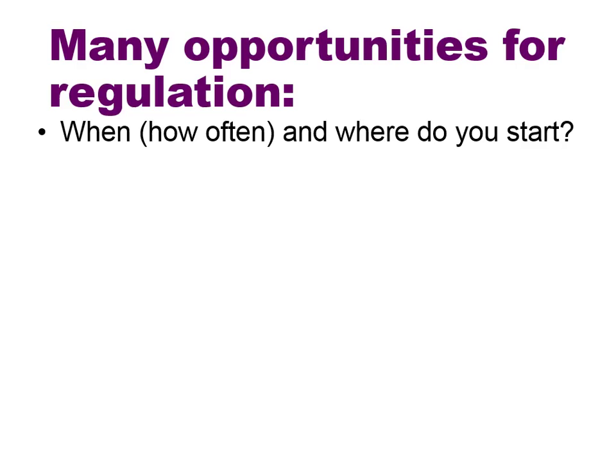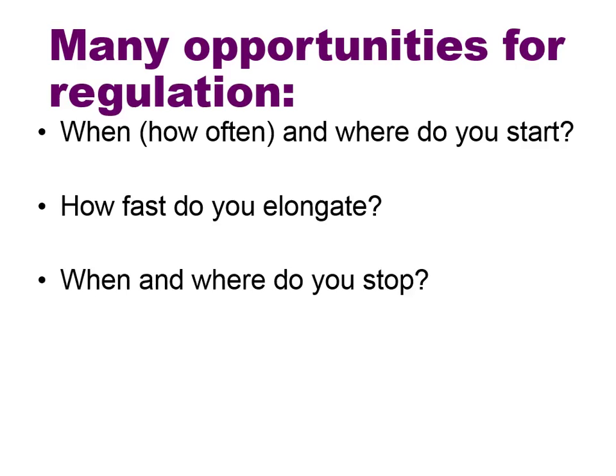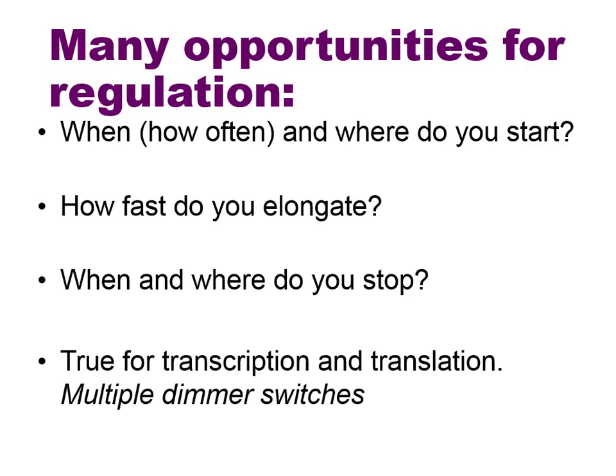This includes how much transcription actually begins, or how much translation actually initiates on an mRNA. How fast does the process occur? When and where do you stop, and how often do you stop or terminate each process? And together, this allows for multiple switches so that a cell can appropriately fine-tune not only the amount of protein, but also how it responds to different conditions and how fast it's made.